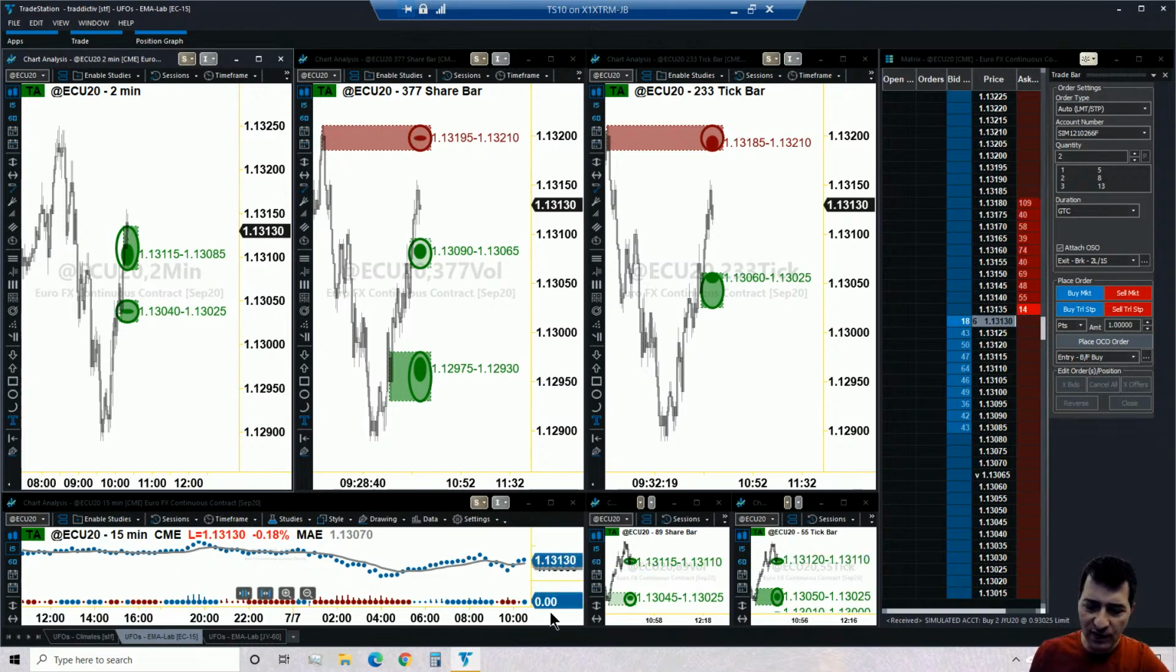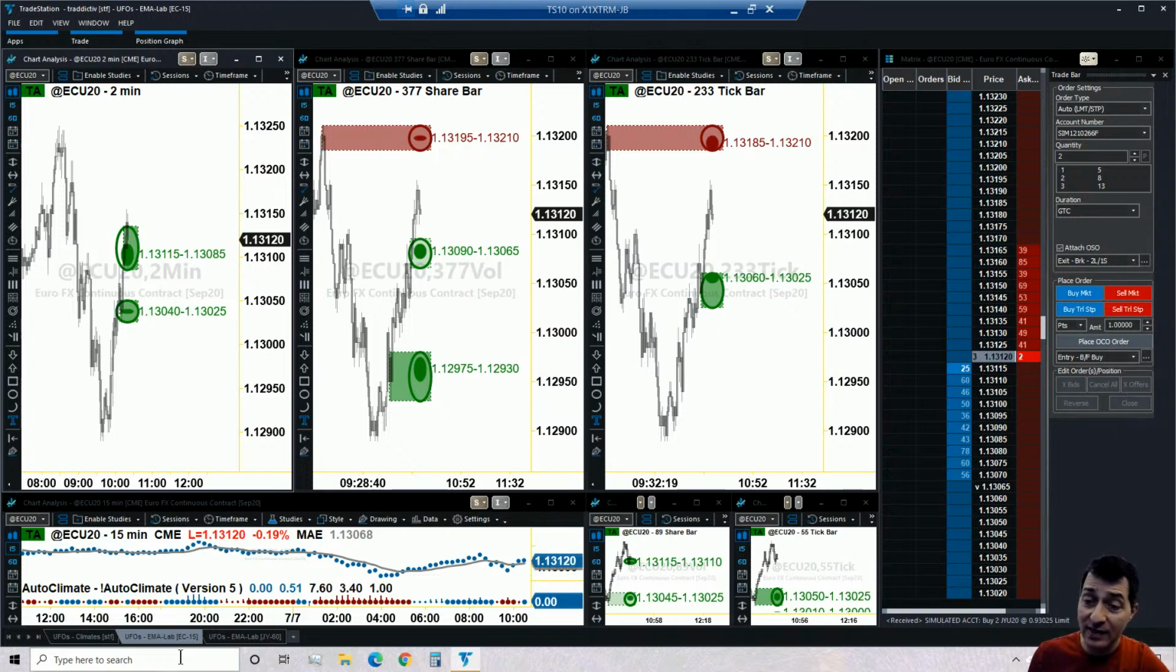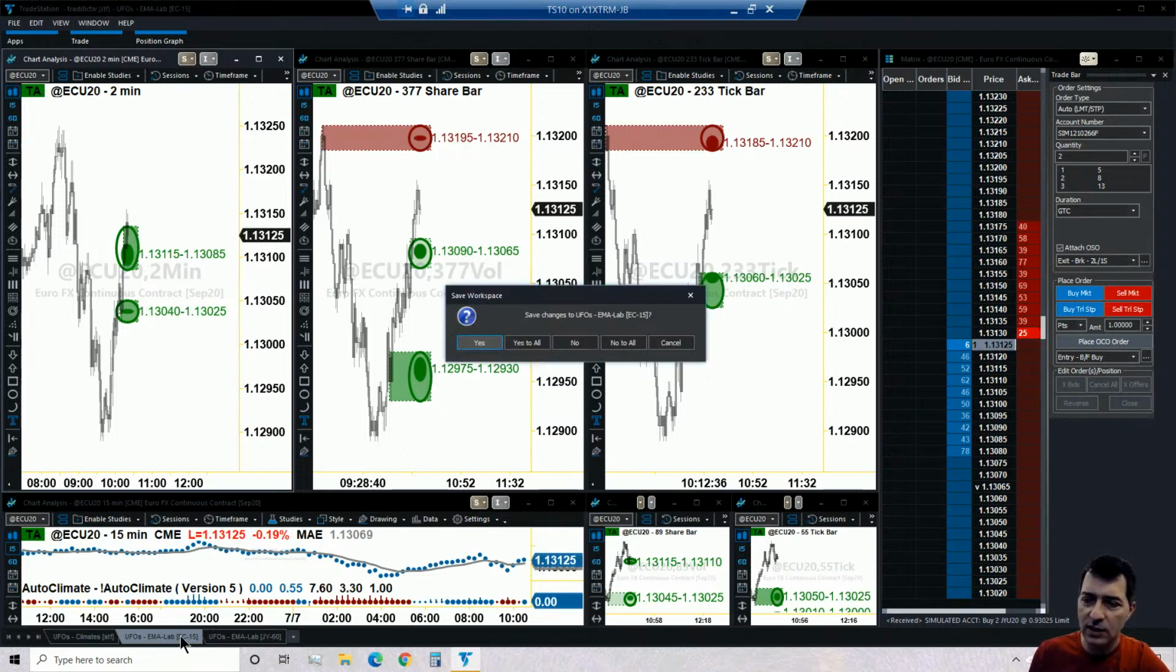We had a change of climate, as you can see. The dot went from red to blue. The UFOs that kept appearing on the higher time frame were a little bit of a clue that this could be the situation.